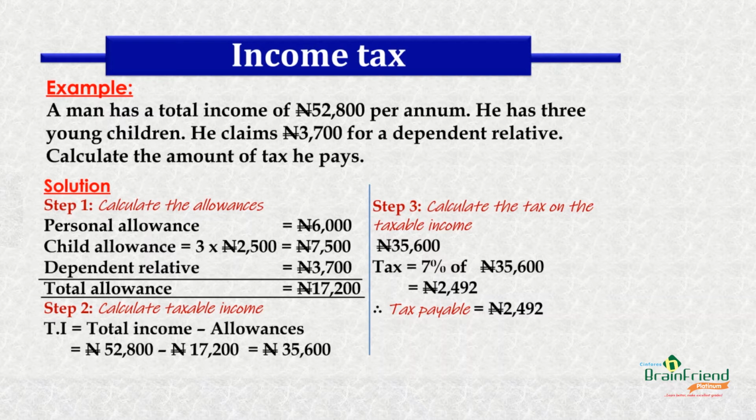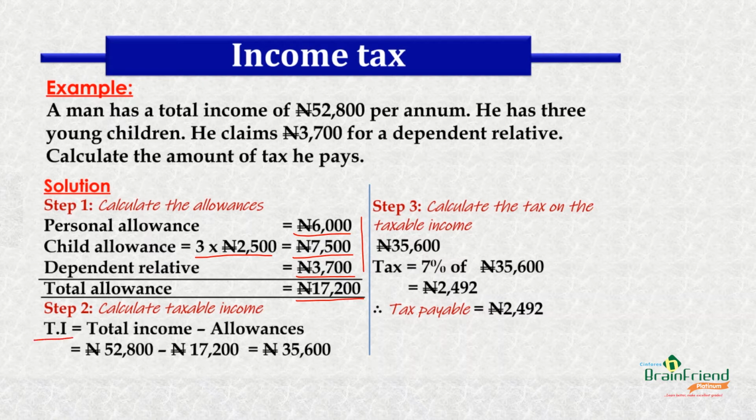And to do that, we have first 6,000 naira for personal allowance. We have 3 multiplied by 2,500 because he has 3 children, as the question says. And that gives us 7,500 naira. And lastly, 3,700 naira for the dependent relative. When we sum all of this, we would have 17,200 naira.